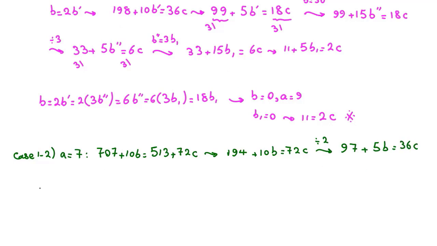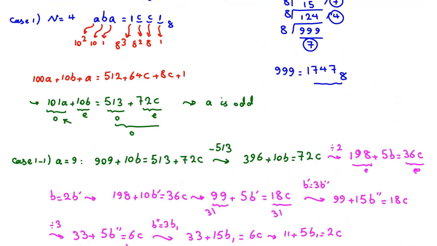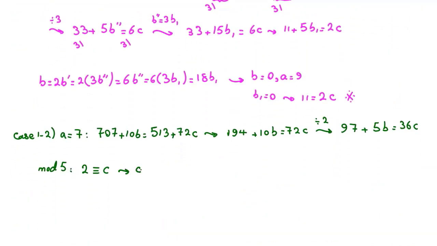Okay, now if we consider mod 5, 97 is 2, b is 0, congruent to 36 is 1 mod 5, c. Modulus is so useful. So, because c is a digit here, mod 8, it can be from 0 to 7. So it can be only 2 or 7. So we should check only these two cases. For previous cases also we should work on c. So if c is 2, 97 plus 5b equal to 72. It's bad. Because on this side, b is at least 0, so it is at least 97, but the right side is 72.